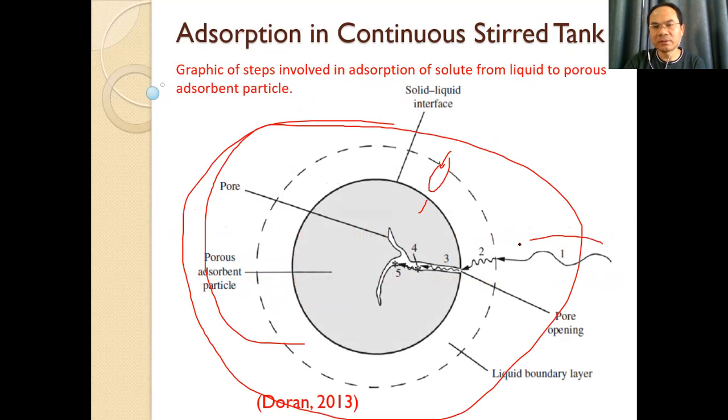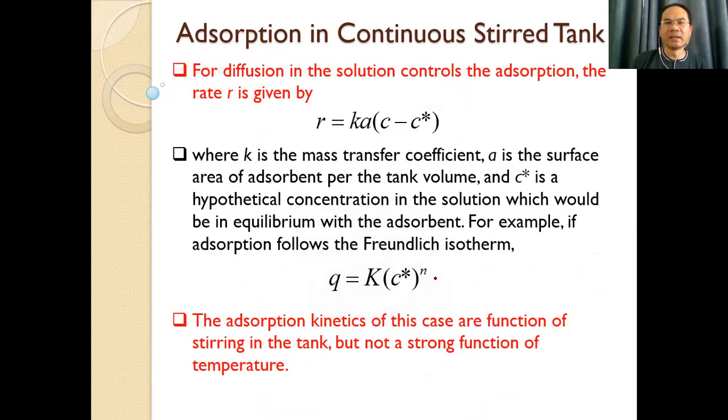Number 1, the solute diffuses from outside to the film. Number 2 is diffusion across the film. Number 3 is diffusion or flow inside the pore. Number 4 is attachment on the surface, or reaction. Number 5 is maybe integration. It may be moved to the proper site, something like this. This is the step for adsorption. Then we go back to talk about the rate of adsorption.